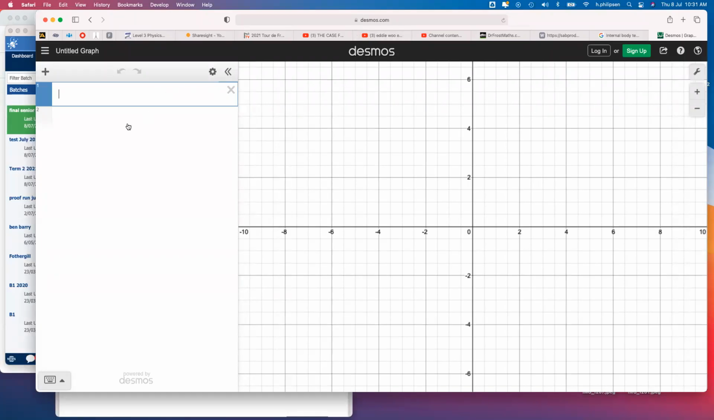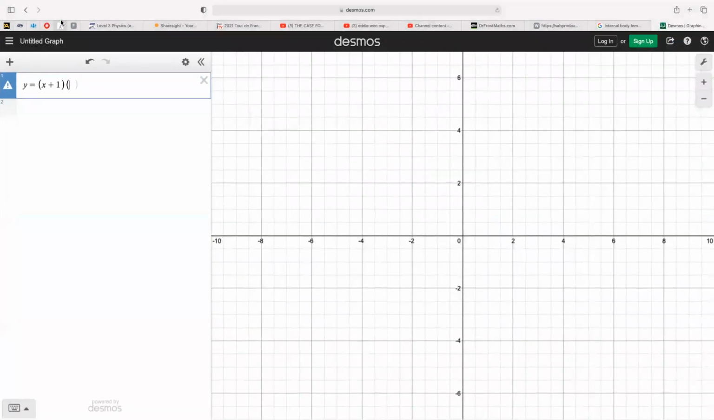Right, what I want to do today is look at cubic graphs. So let's just start with one and we'll have a look and see what that looks like. So I'll put one in, I'll go x plus 1. It's quite nice with Desmos, you can see it drawing as we go.